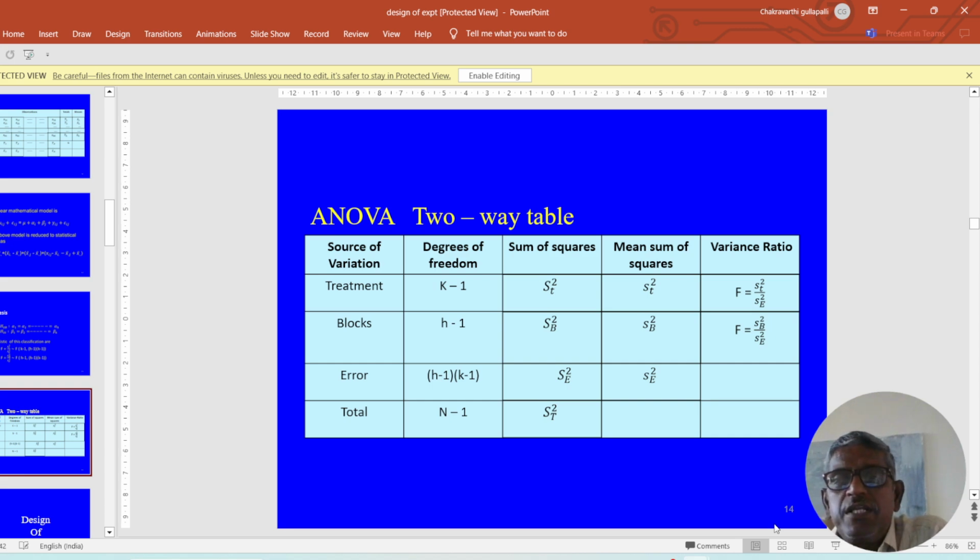a source of variation, degrees of freedom, sum of squares, mean sum of squares, variance. All are common columns, but we are taking treatments, blocks, errors, and total. Here treatments means factor 1, blocks means factor 2, and error, and finally total.